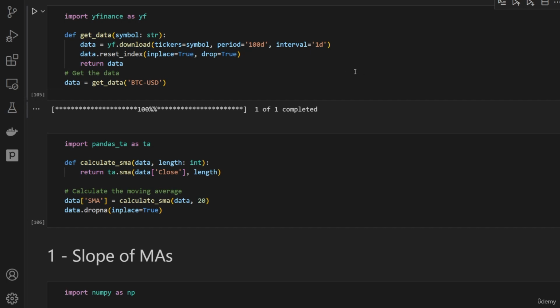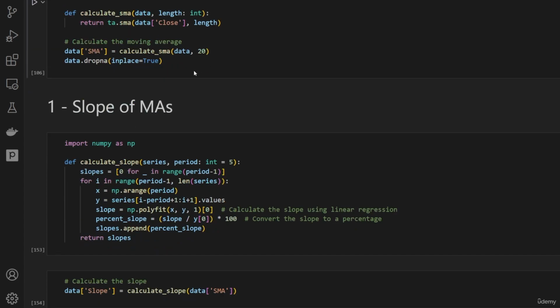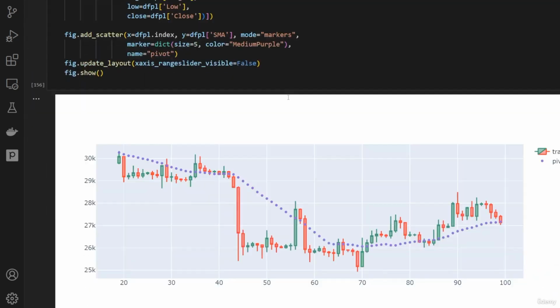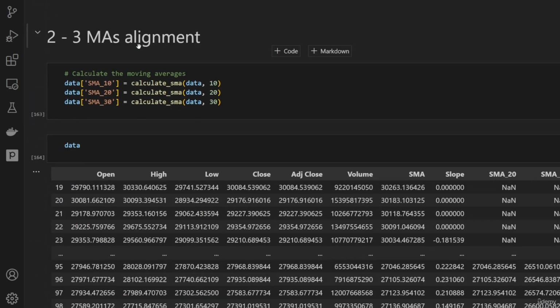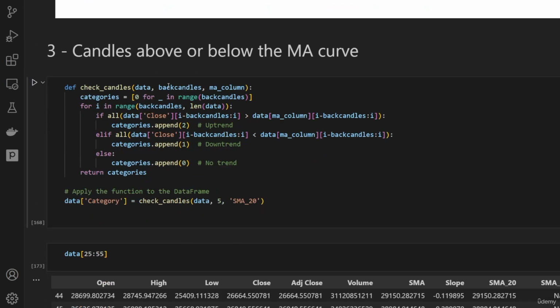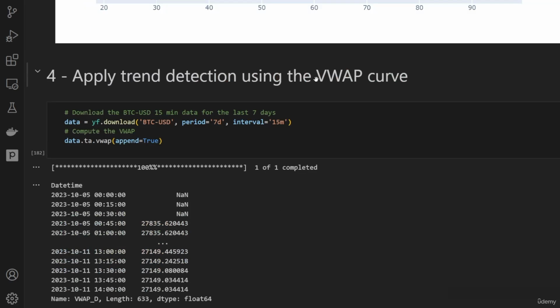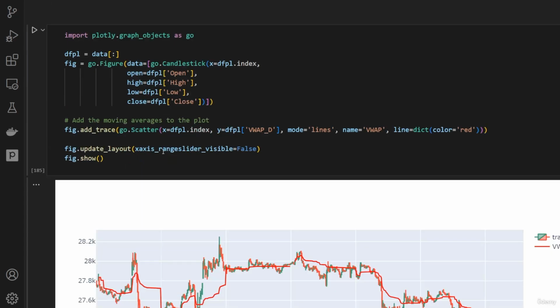In this Python notebook, we're going to see some examples of how to detect the trends using the 3 different methods that we mentioned in the previous videos. So the slopes of the moving averages, how to measure the slopes of the moving averages, how to detect the alignment of the 3 moving averages with 3 different lengths, for example, and also how we can detect the trend by counting the number of candles above or below the moving average curve. We can also apply these to the VWAP curve instead of the moving average curve, and this is an example showing how we can do this.